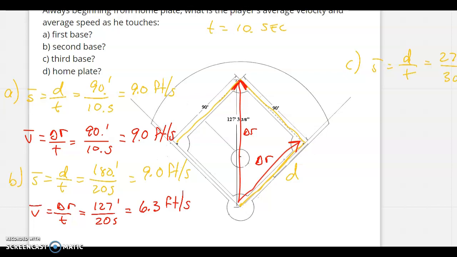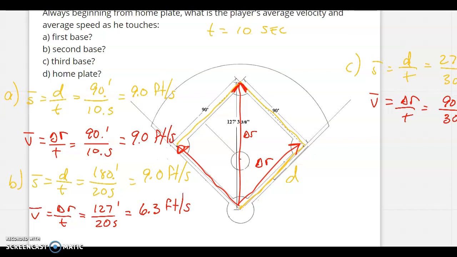Now the displacement is right here. And here, some people go wrong here too, because they say the average velocity is displacement divided by time. Well, the displacement is 90 feet. That's true. But it took 30 seconds to get over there. And so, not 10. Whereas people want to say, oh, it's the same as it was at first base, sometimes, it turns out it's only 3 feet per second because it took a long time to get that 90 feet away from home plate. Okay.